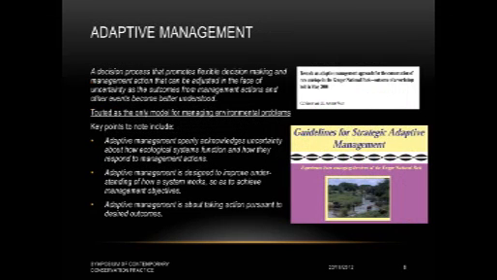Adaptive management: a decision process that promotes flexible decision making and management action that can be adjusted in the face of uncertainty as the outcomes from management actions and other events become better understood. It's touted as the only model for managing environmental problems. Okay? The adaptive management model. And the key points to note include that adaptive management openly acknowledges uncertainty about how ecological systems function and how they respond to management actions.